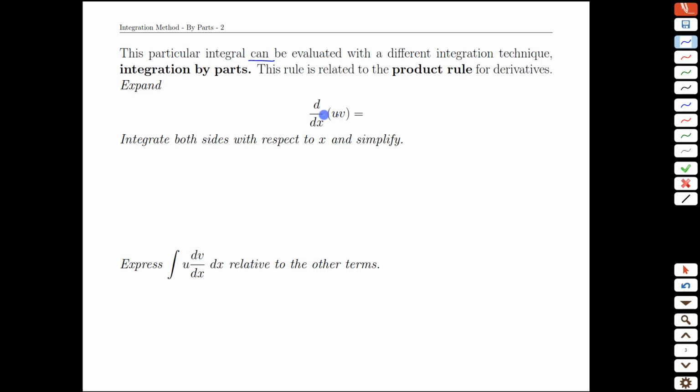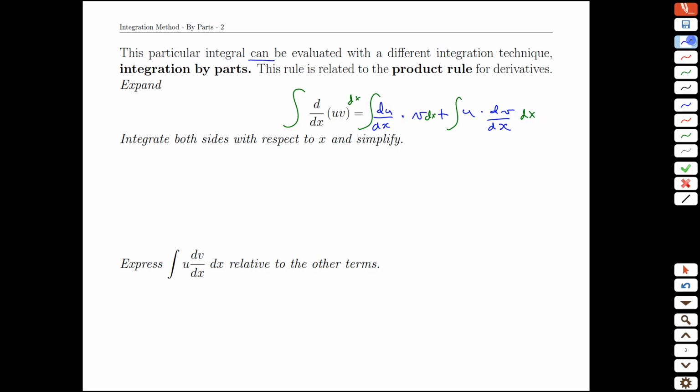The closest relative to integration by parts on the differentiation side is the product rule. Imagine we had two functions, u and v, and we differentiated them. Well, we would get du dx times v, derivative of the first times the second, plus the first u times the derivative of the second. Now, what would happen if we integrated both sides of this? This seems a little odd to do, but bear with us here for a moment.